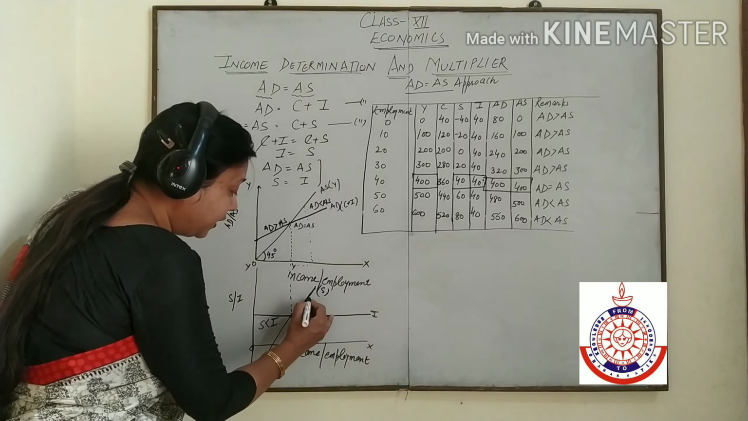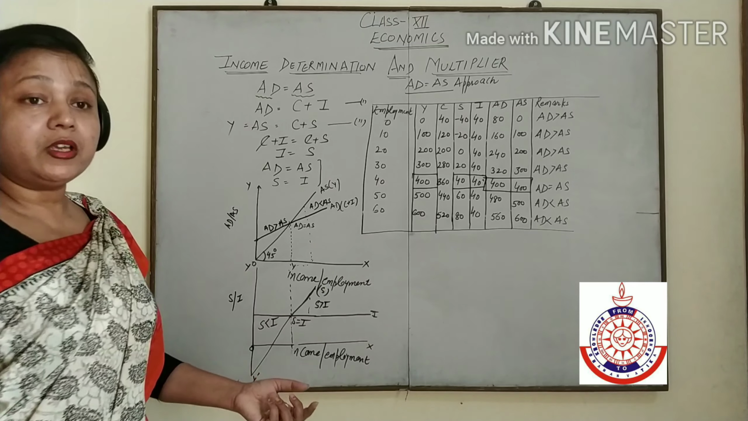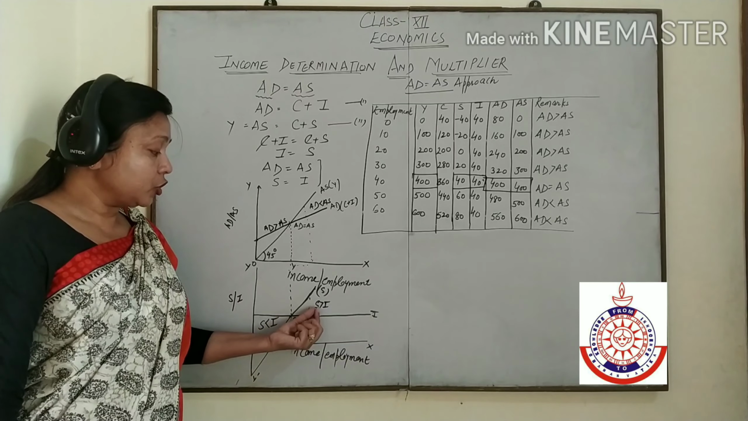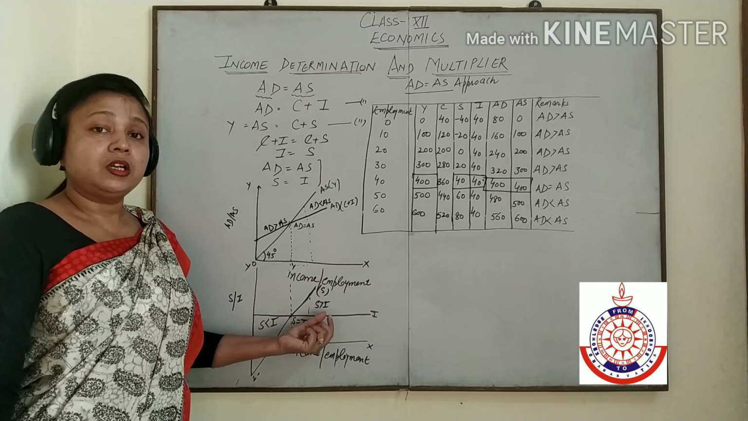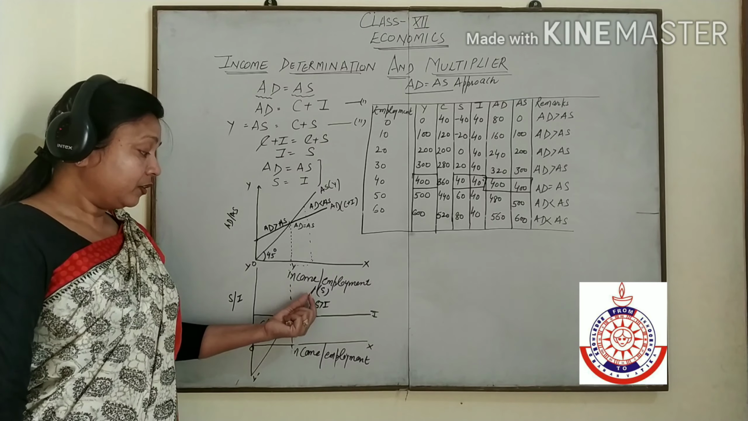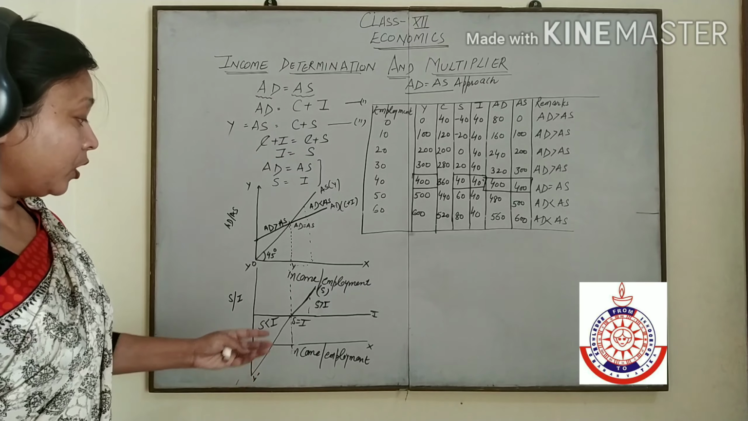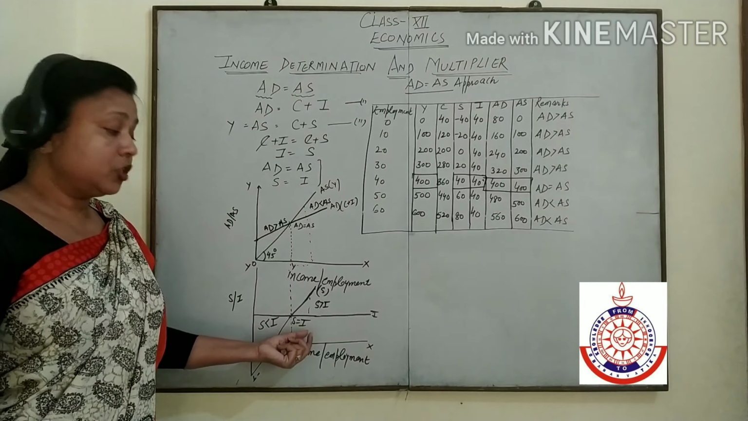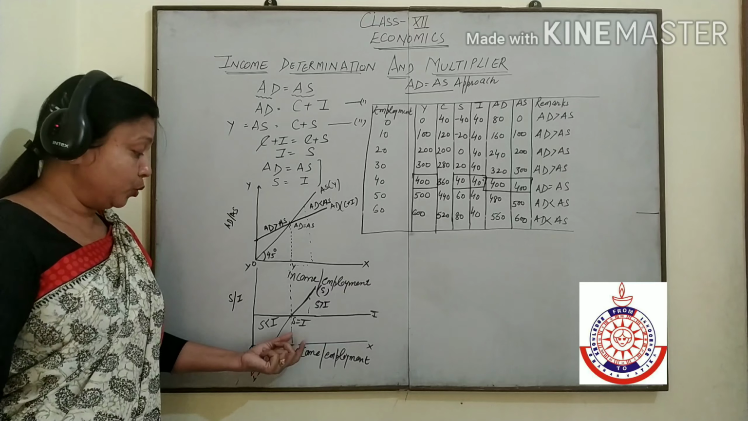And the second one, when saving is greater than investment. If saving is greater than investment, it means the consumer saves more, so his demand for commodities is less, and if he demands less of a commodity, then the producer will produce less of a commodity, and the producer will use fewer factors of production. Then income will be reduced.